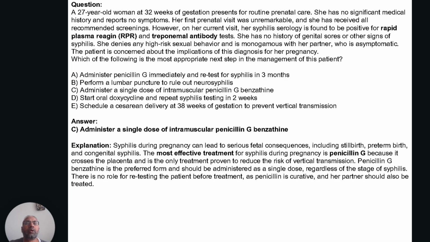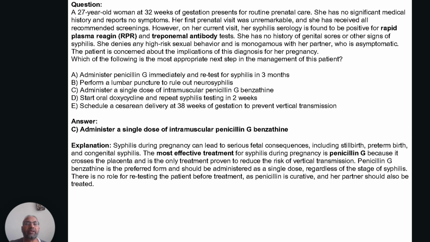A 27-year-old woman at 32 weeks of gestation presents to routine perinatal care. She has no significant medical history and reports no symptoms. Her first prenatal visit was unremarkable and she has received all recommended screenings. However, on her current visit, her syphilis serology is found to be positive for RPR and treponemal antibody. So this is the condition. She has no history of genital sore or other signs of syphilis. She denies any high-risk sexual behavior and is monogamous with a partner who is asymptomatic. The patient is concerned about the implication of the diagnosis for her pregnancy. Which of the following is the most appropriate next step?